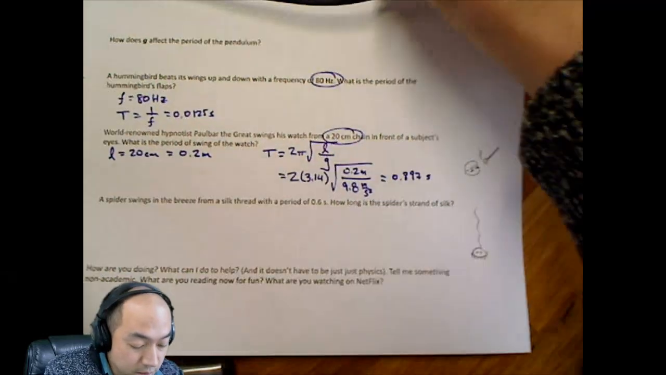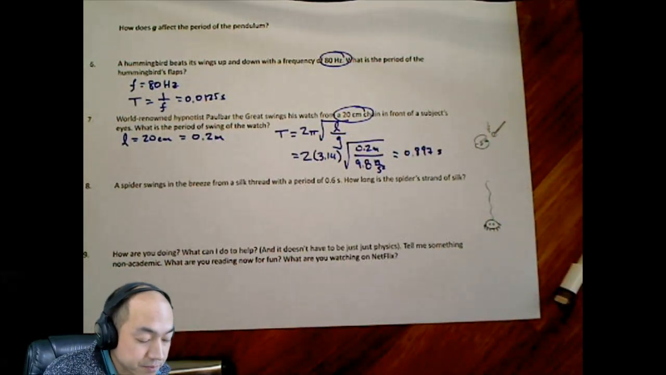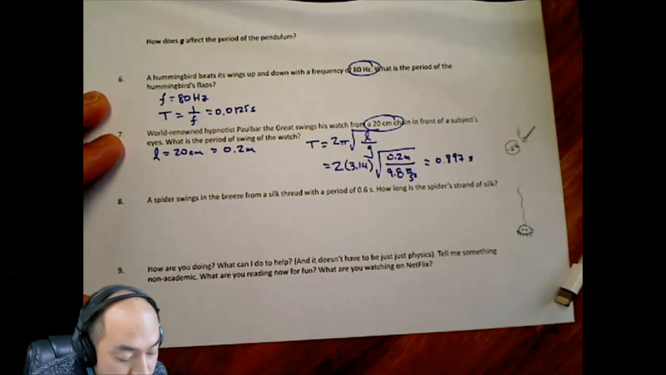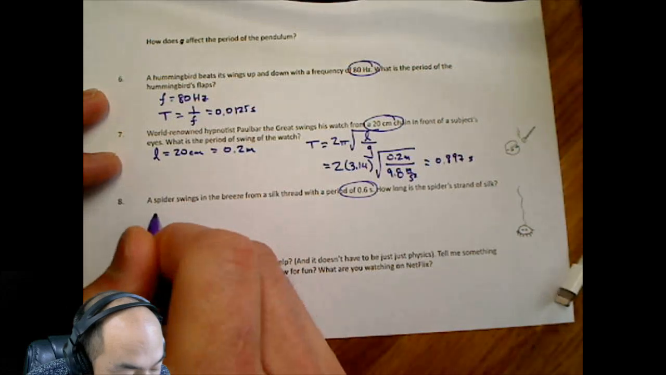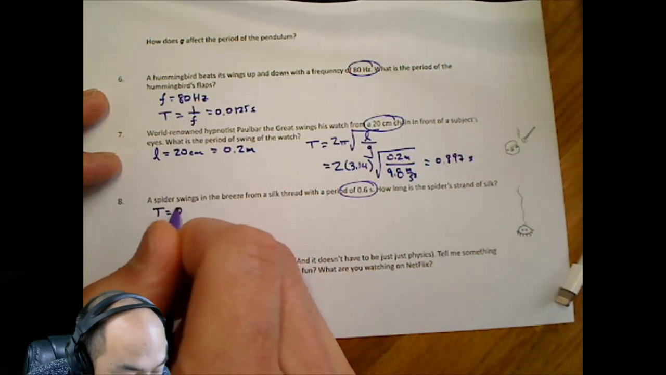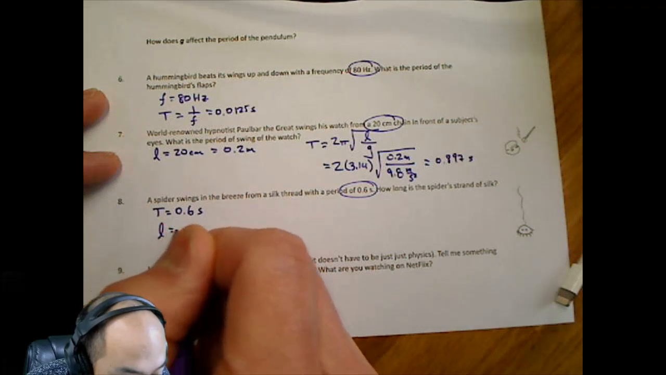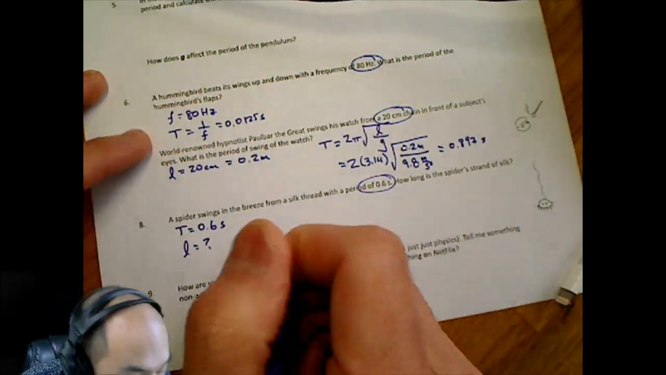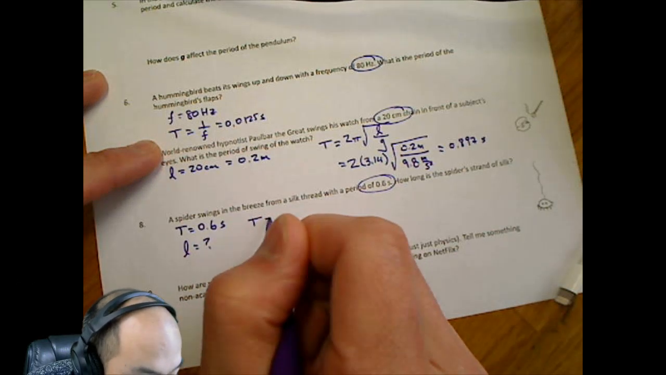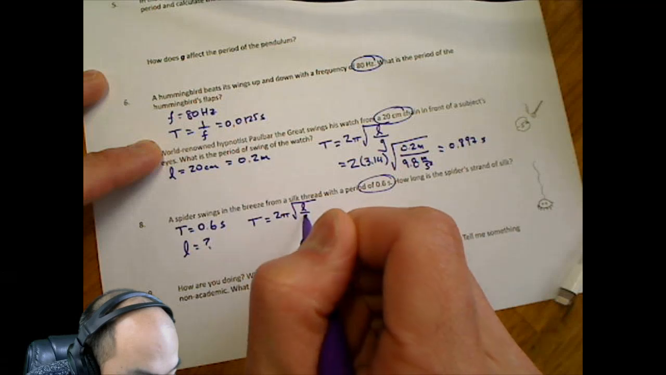And I guess number 8 we'll do as well, just as an example here. In this case, they're giving us the period and they want to know the length. They say that the period is equal to 0.6 seconds, and they want to know what the length is. So here we're going to have to do a little bit of algebra. T equals 2 pi times the square root of L divided by G.